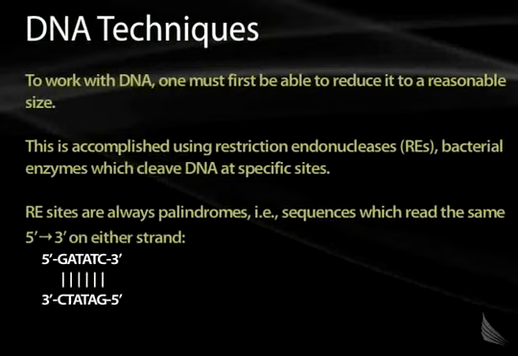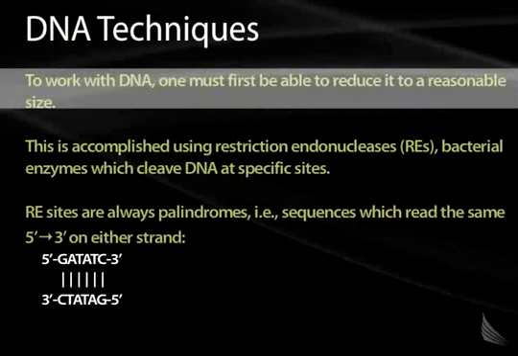So these are different ways that we can separate and detect and work with proteins. Next, we're going to talk about techniques that we use to analyze DNA. Now, in order to work with DNA, you have to first be able to reduce DNA to a reasonable size. Remember, we talked about before that DNA within cells is in chromosomes, which are millions and billions of base pairs long. And that's not workable. So in order to work with DNA, we've got to cut it up into manageable sizes, manageable pieces.